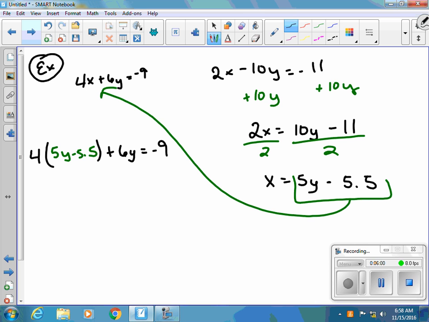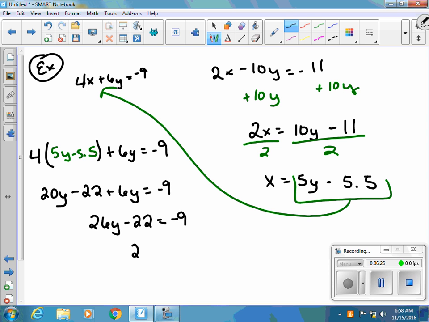I now have 20y minus 22 plus 6y equals negative 9. Notice it worked out that I don't have a decimal anymore. So now 20y plus 6y gives me 26y minus 22 equals negative 9. We're going to add that 22 over. 26y equals 13. Divide by that 26, and I get a half, or 0.5, I don't care which one.